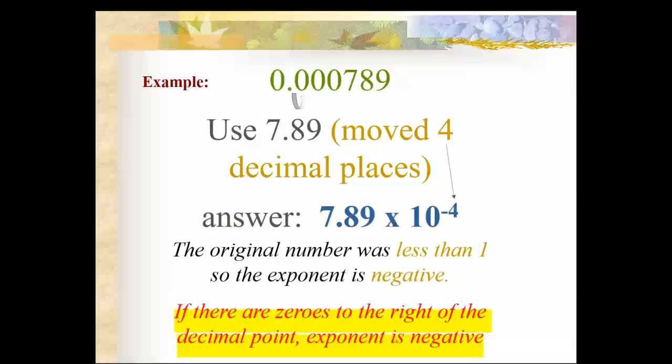That's another way to say it in English. Here's another example. 0.000789. We used 7.89 as the first number, and we moved it 4 decimal places to the right to get from the 0.000789 to 7.89. You look at it and you say, oh, those zeros after the decimal point are headaches. Well, it's a number less than 1, so the exponent is negative, and remember, if there's zeros to the right of the decimal point, before you get to the number you're really looking for, the exponent is negative.